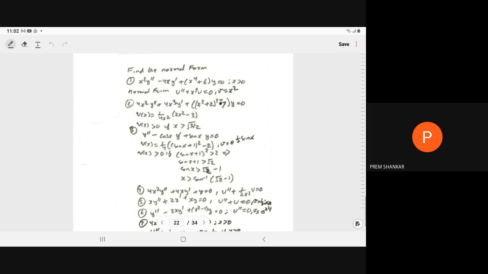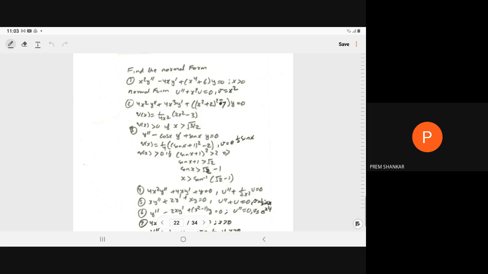So last time I gave you how to determine the normal form, or how to reduce to the normal form, and from the normal form how you can judge the nature of the solution of the differential equation. So here we have a few questions, so you can note them down. These questions are for practice.